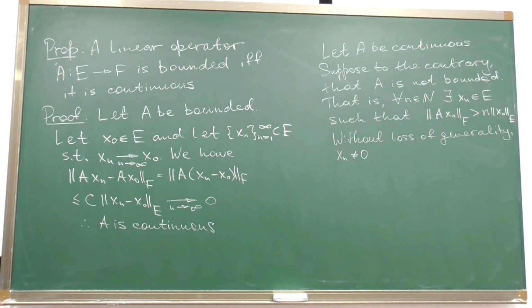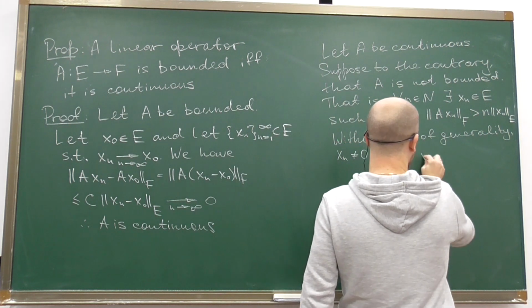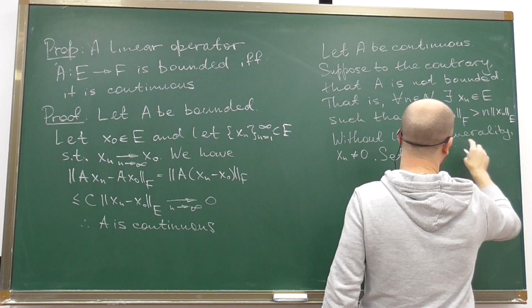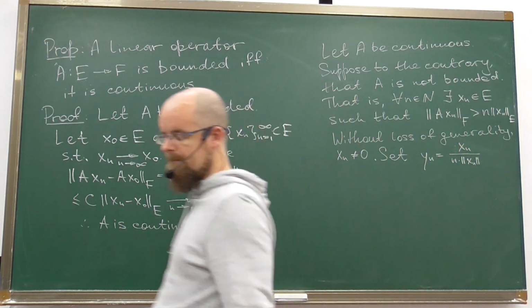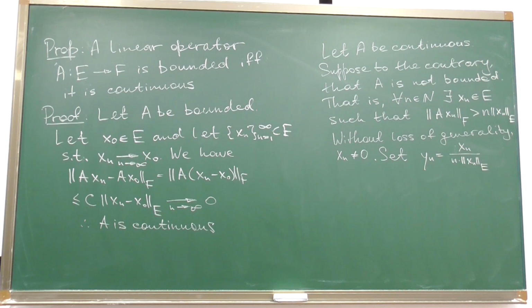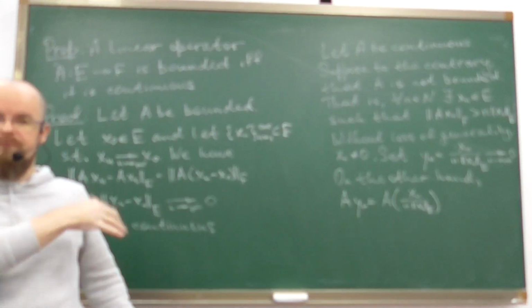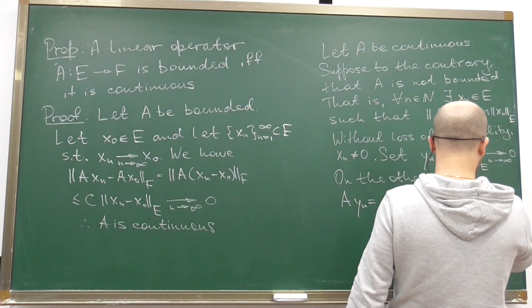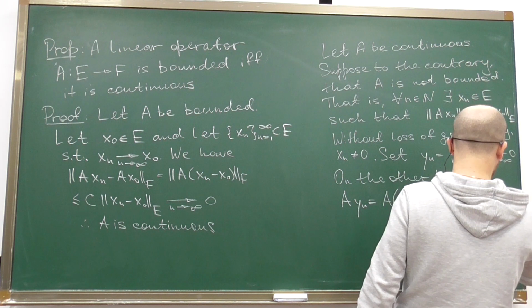Well, since I need the fact that xn is not zero, you may probably guess that I'm about to divide by the norm of x. So set yn to be xn over n times the norm of xn. Well, it is easy to see that this sequence yn tends to 0. Let us now compute A of this sequence. In the denominator we have a constant, so we can factor it out since A is linear, to have A xn over n times the norm of xn.